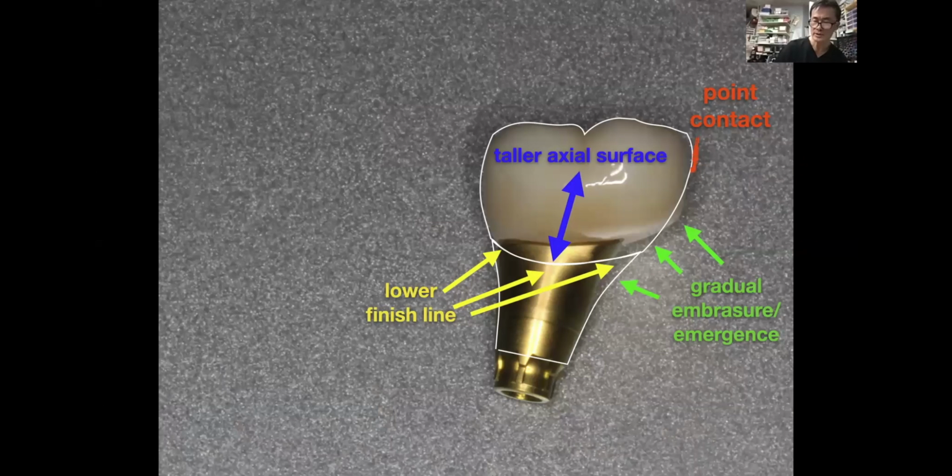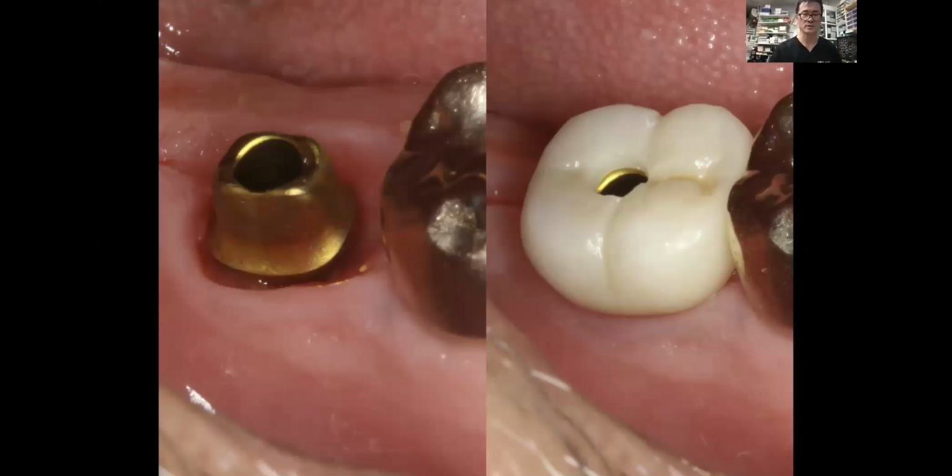I need a gradual embrasure. I need that S-curve, gradual S-curve. I need to have the finish line drop so that there's better axial surface for better retention. I need to have point contact, all of these things, which I thought was elementary, because you see, that soft tissue contour is what I trained with resin provisional, but the final restoration wasn't even close to that.